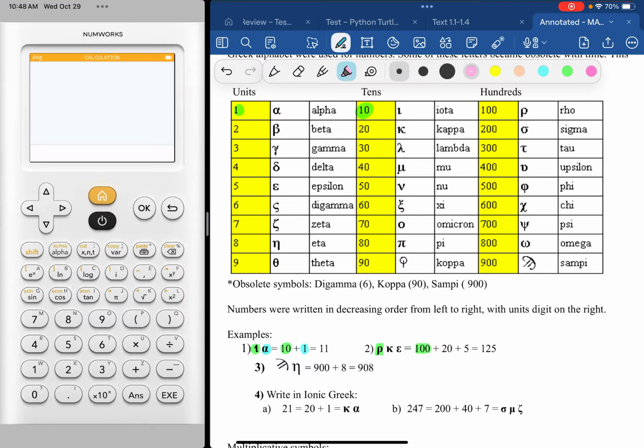All right, let me not use green here. I just realized I've already used that. So my rho has a value of 100. My kappa has a value of 20, which is obviously hard to see. Try to darken it up a little bit. And my epsilon is a 5. All right, so epsilon, here's my 5. And really, it's just a matter of tacking those numbers together through addition, and you get our numerical value for it.